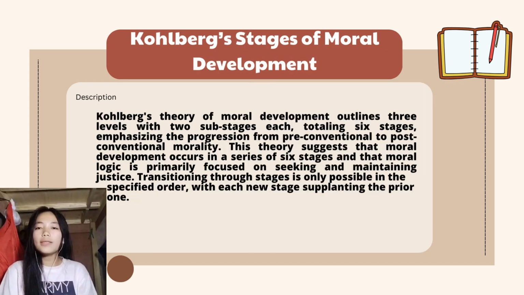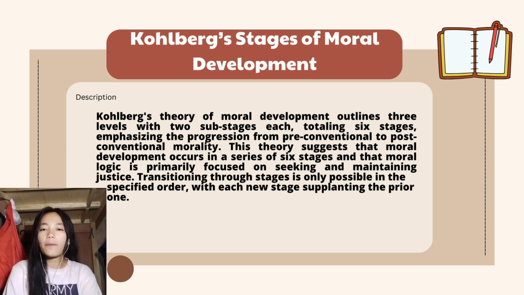Kohlberg's theory of moral development outlines 3 levels with 2 sub-stages each, totaling 6 stages, emphasizing the progression from pre-conventional to post-conventional morality. This theory suggests that moral development occurs in a series of 6 stages and that moral logic is primarily focused on seeking and maintaining justice. Transitioning through stages is only possible in the specified order, with each new stage supplanting the prior one.